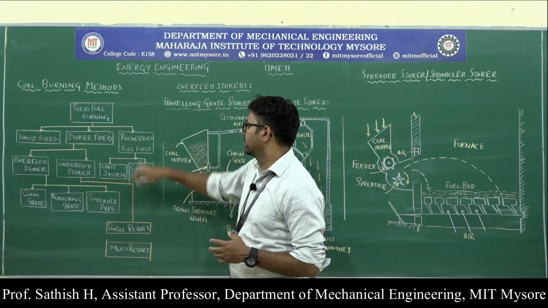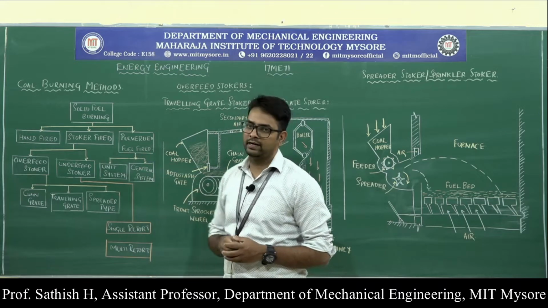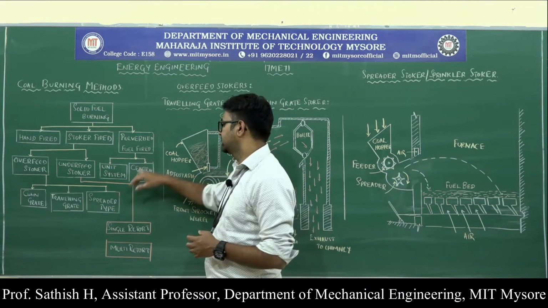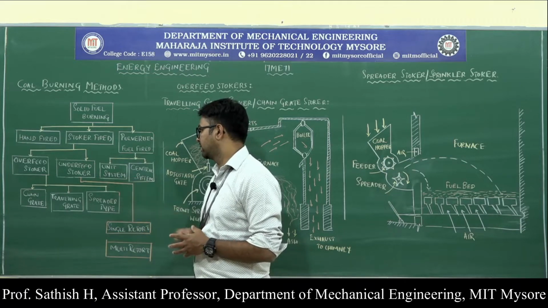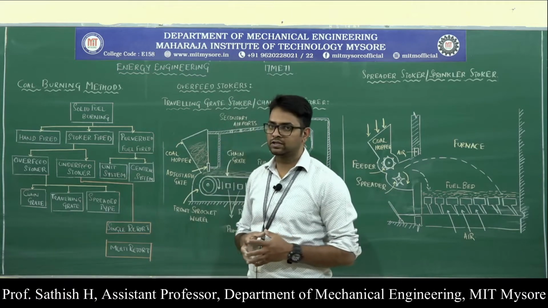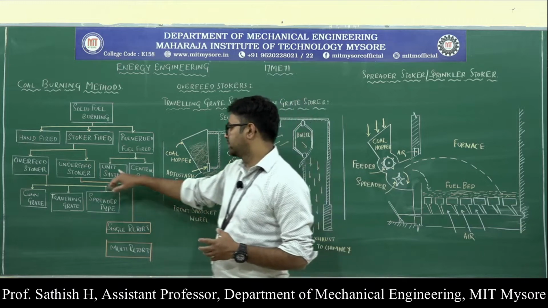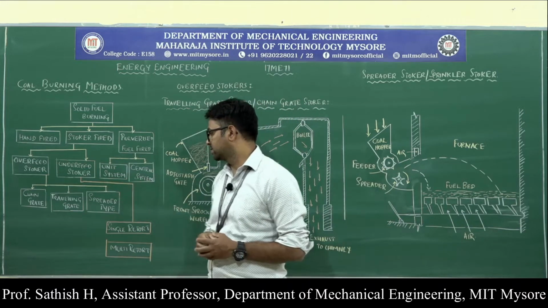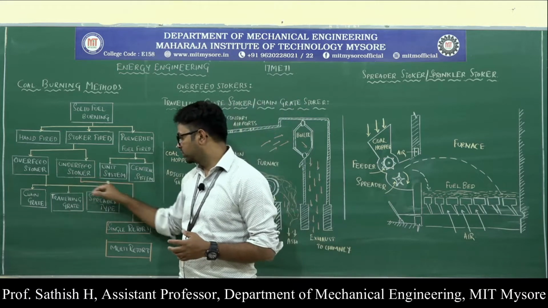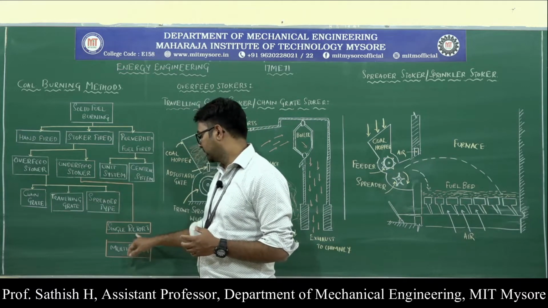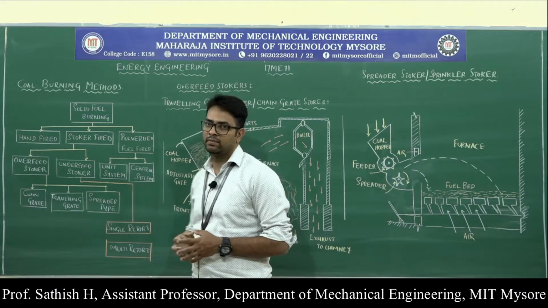And then we have pulverized fuel fired. Here again there are two methods in which we can burn this coal: one is the unit system and the other is the central system. Those are the two methods. And then for the underfeed stoker, there are again two methods: single retort and multi retort.